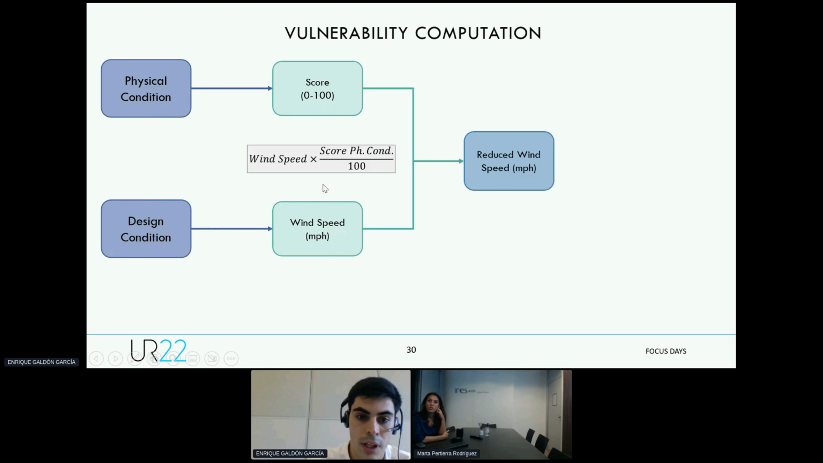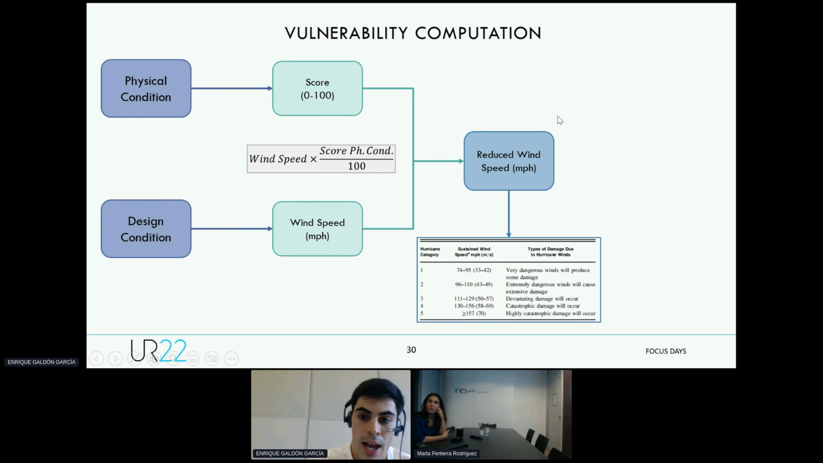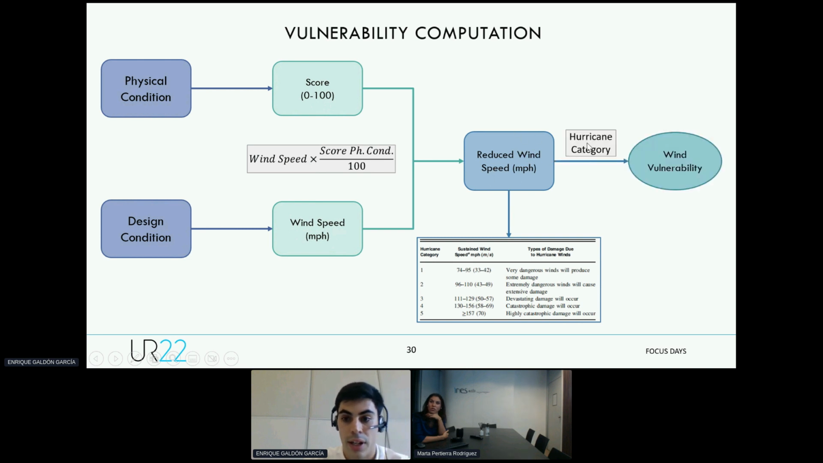So using this formula, the wind speed multiplied by the score of the physical condition divided by 100, we calculate a reduced wind speed. Again, with the Saffir-Simpson scale, it's possible to know what is the hurricane category that corresponds with this reduced wind speed. And with this new hurricane category, we can estimate the wind vulnerability.